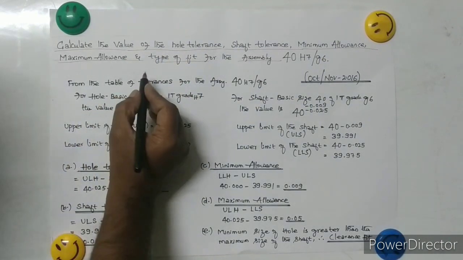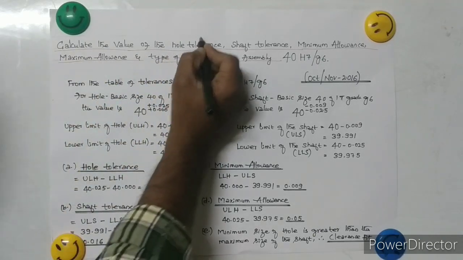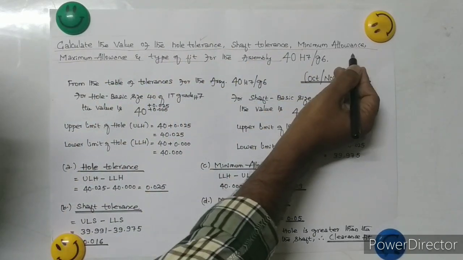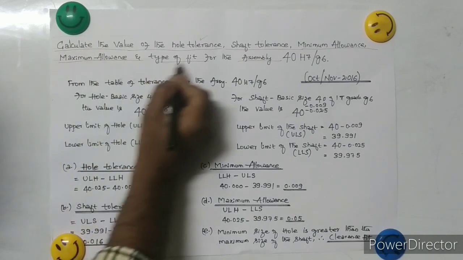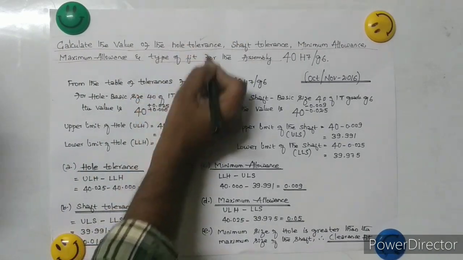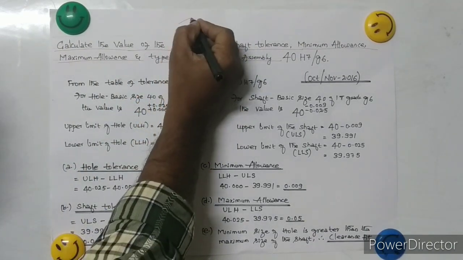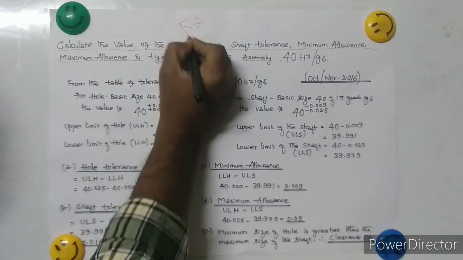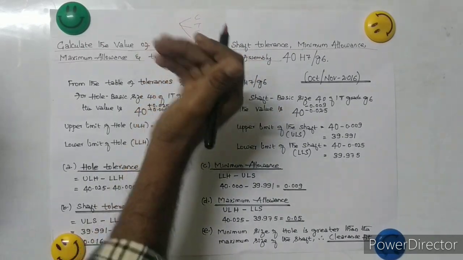So now what does this indicate? Calculate the value of the hole tolerance, the shaft tolerance, the minimum allowance, the maximum allowance, and the type of fit. We discussed the types of fit. There are three types of fit: clearance, transition, and interference. So let me see what it is.